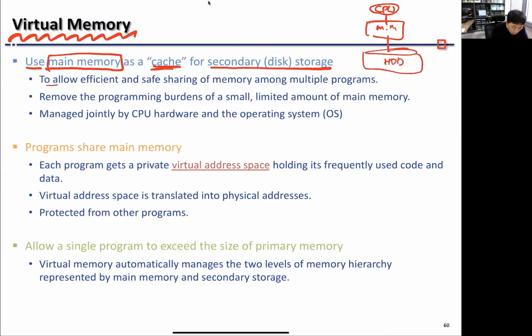We do this to allow efficient and safe sharing of the memory among multiple programs. We're removing the programming burden of small, limited amount of main memory. What does this second line say? When I write code, I don't want to worry about whether my computer has 1 GB or 2 GB or 4 GB RAM. I just want to write my code. I don't care, and it's still okay.